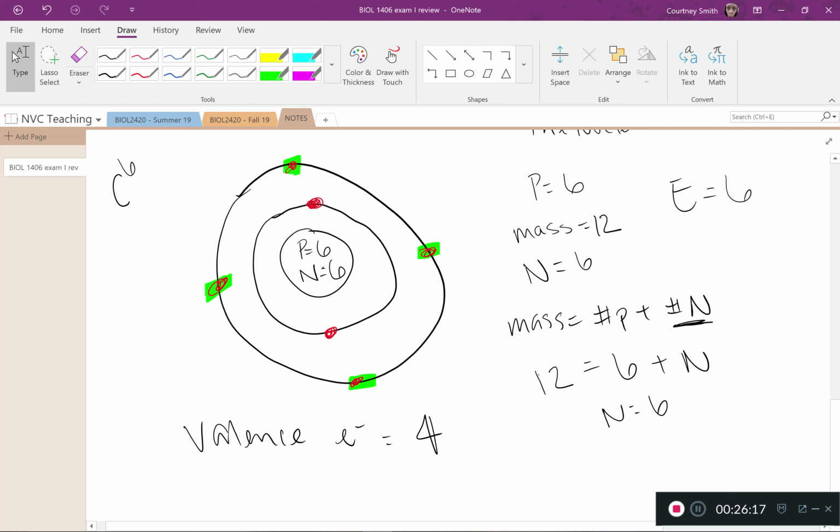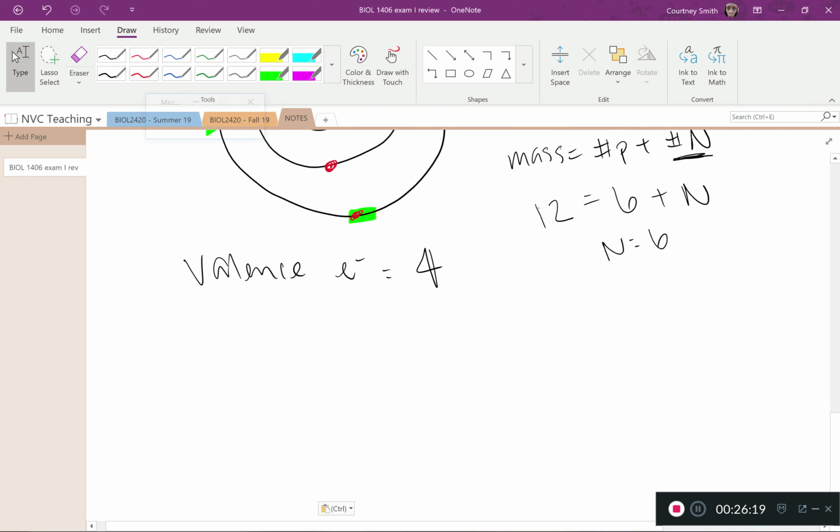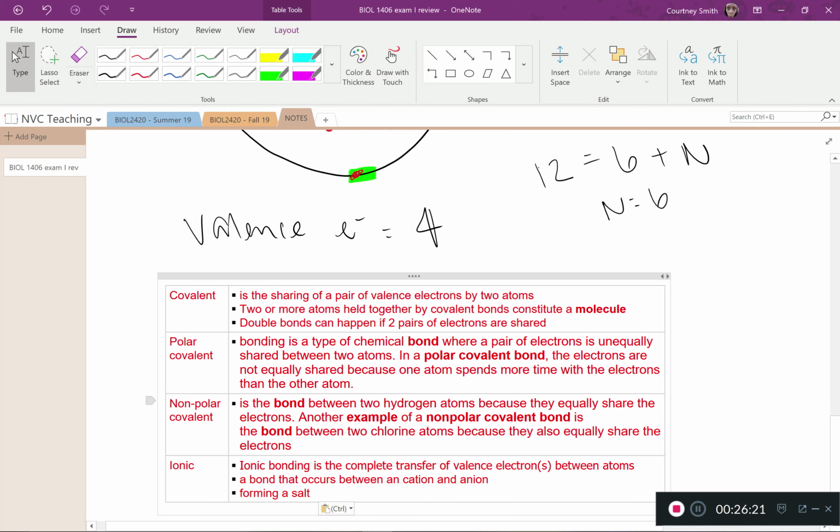Okay, so now let's look at this table. So we have covalent. Covalent bonding is the equal sharing of atoms. This can occur between multiple atoms; it has to be 2 or more. Whenever 2 or more atoms are held together by a covalent bond, that makes a molecule. Also, double bonds can occur. We'll go over some examples of that in a moment.